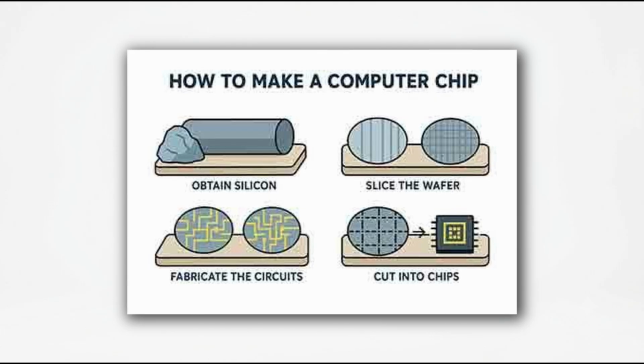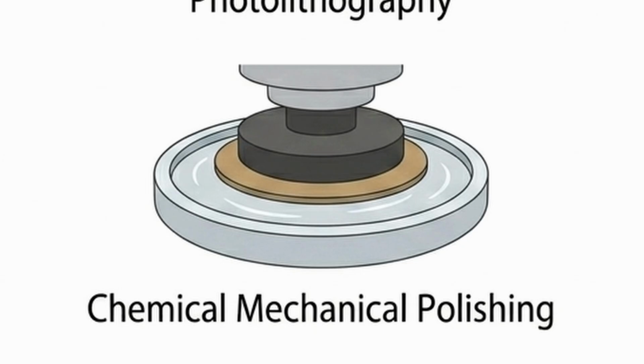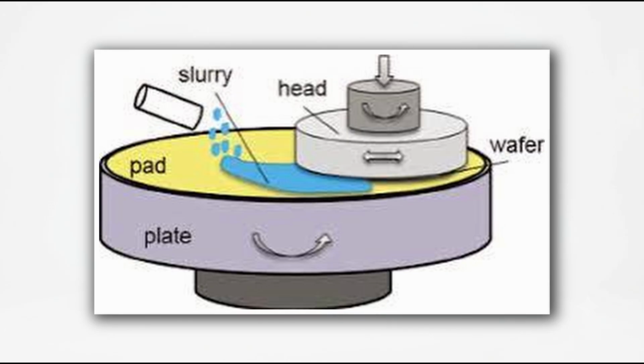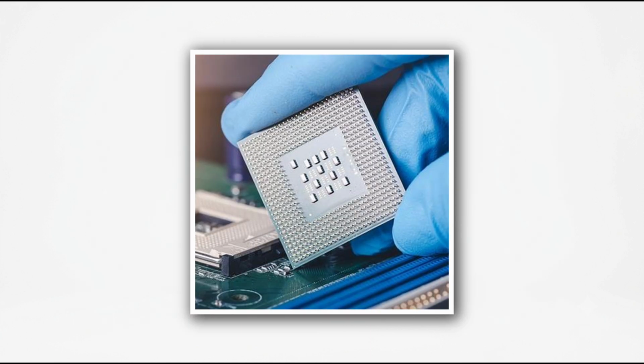Chemical-mechanical polishing. Between many of these layering steps, the wafer surface must be polished until it is perfectly flat again, since even a tiny bump could distort the next pattern placed on top. This process, called chemical-mechanical polishing, combines a mild chemical slurry with physical grinding to smooth the surface at an atomic level. It may sound like a minor detail, but skipping it would cause entire batches of chips to fail.